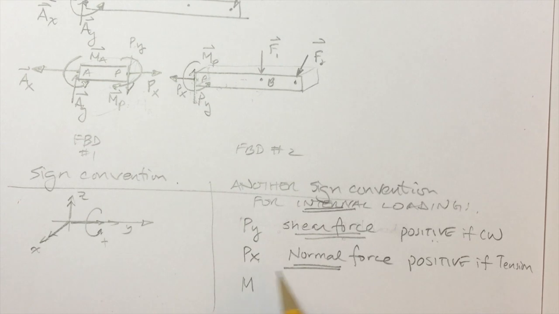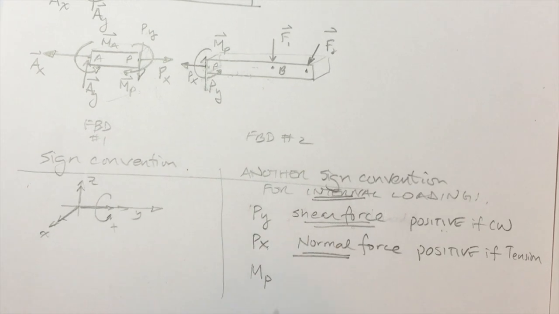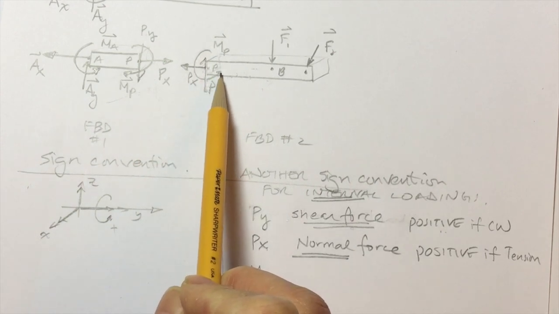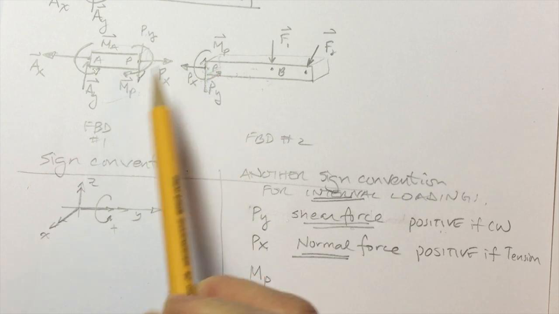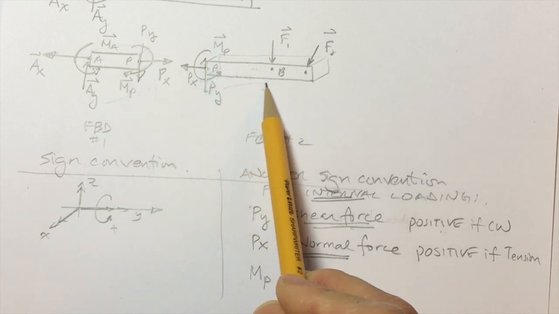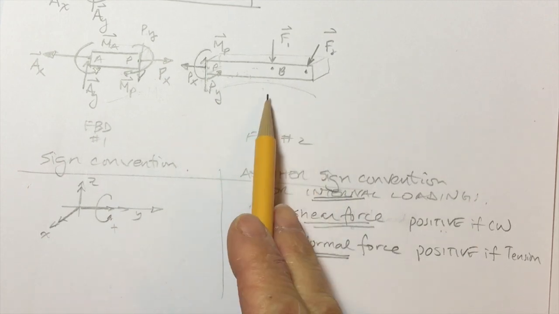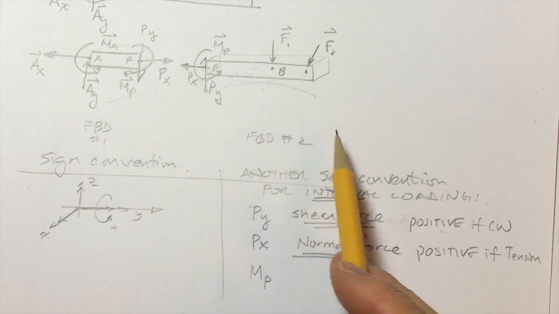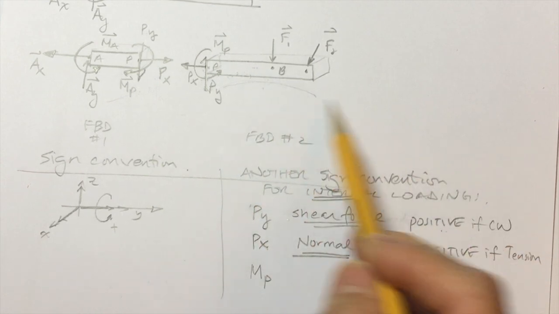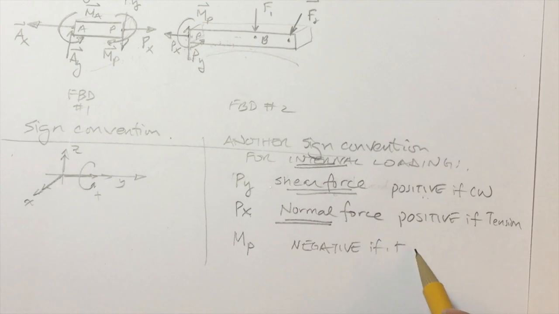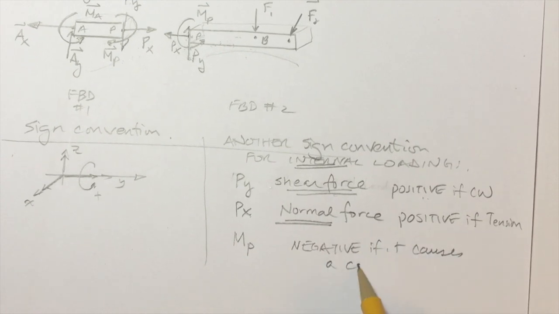Now let's move on to the moment at P. We look at this moment MP, and that causes this beam to bend in a convex shape. If it does that, then it'll be considered negative. So that would be a negative moment up there. So negative if it causes a convex bend.